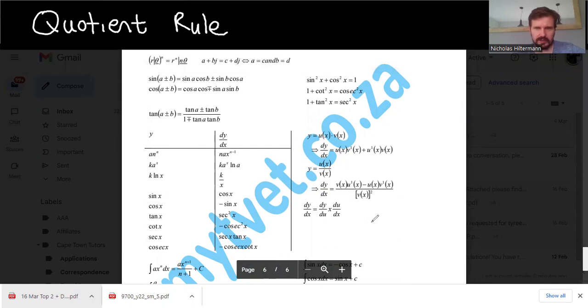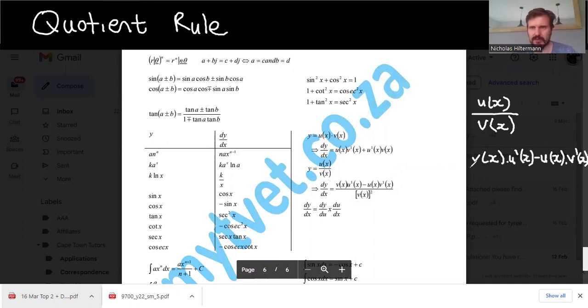Here's our quotient rule, which says that when you are given u(x) over v(x), the solution is v(x) times u dash x minus u(x) times v dash x. In other words, the bottom times the derivative of the top, minus the top times the derivative of the bottom, over v(x) squared.